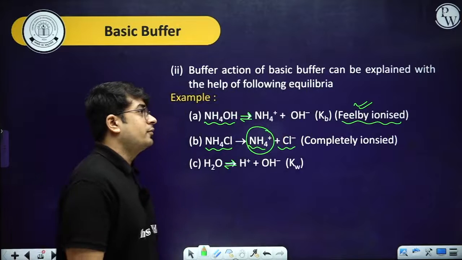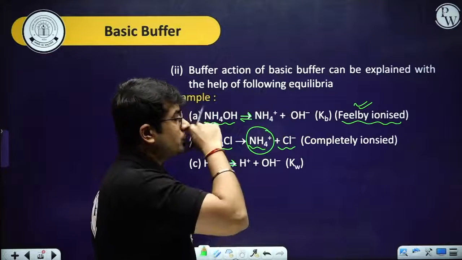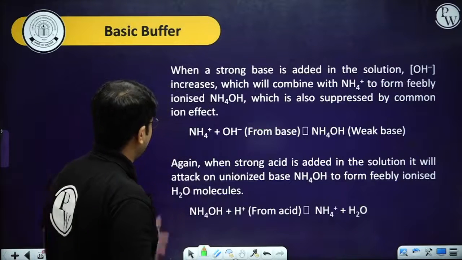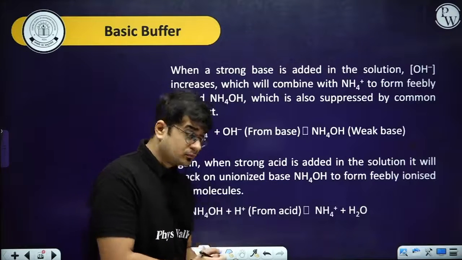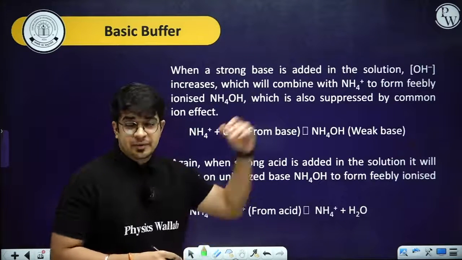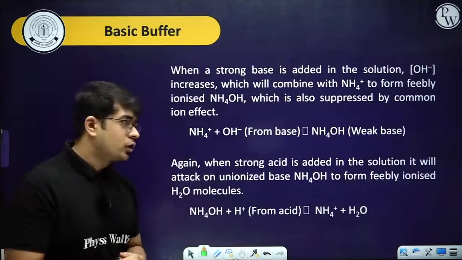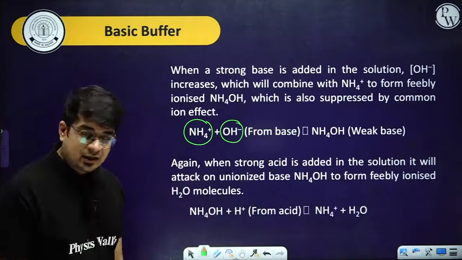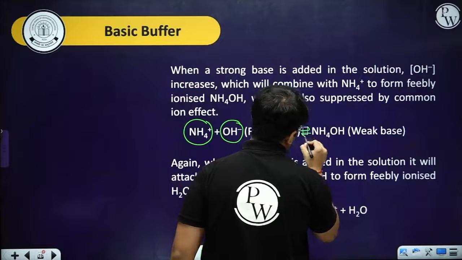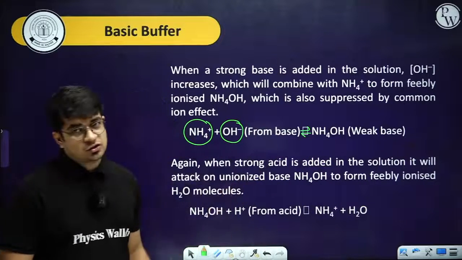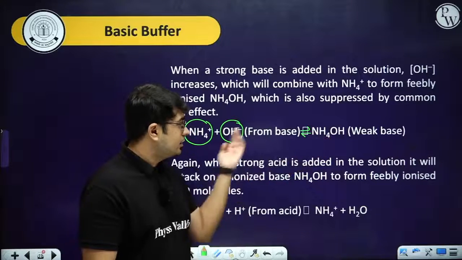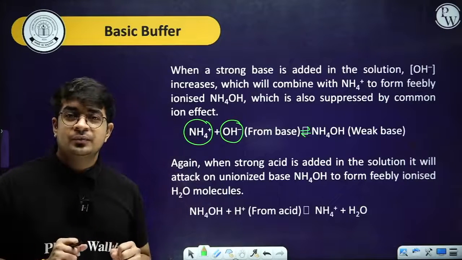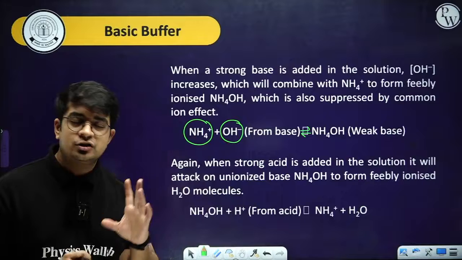Now talking about the buffer action in that particular case, let's try to decode that part. What happens when a strong base is added in the solution? When a strong base is added in the solution, it means OH negative is now present. So NH4 positive is already there. NH4 positive is going to take up this OH negative, which is directly coming, and it's going to form NH4OH. But the reverse reaction is not that prominent, so it's going to be feebly ionized into again NH4 positive and OH negative. So OH negative is already compensated, it's not available free, so there is no change in the pH, or that much change in pH is not possible.